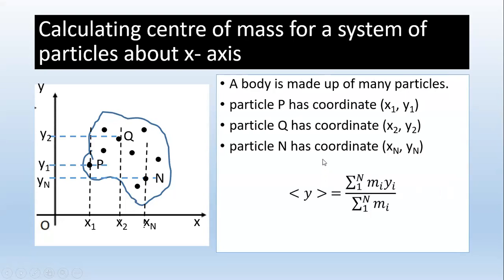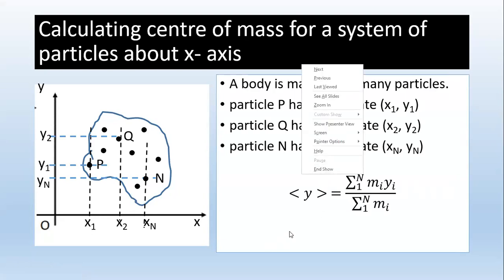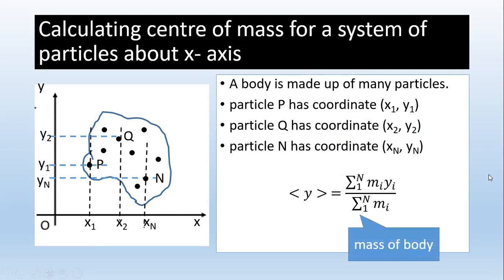If calculating the center of mass of a system of particles about the x-axis, right now is the x-axis, just now was the y-axis. So instead of x, we replace that with y. There's a center of mass somewhere around here. Same thing, we just take m1 times y1, m2 times y2, add them up, and then divide by the total mass. This is memorized.